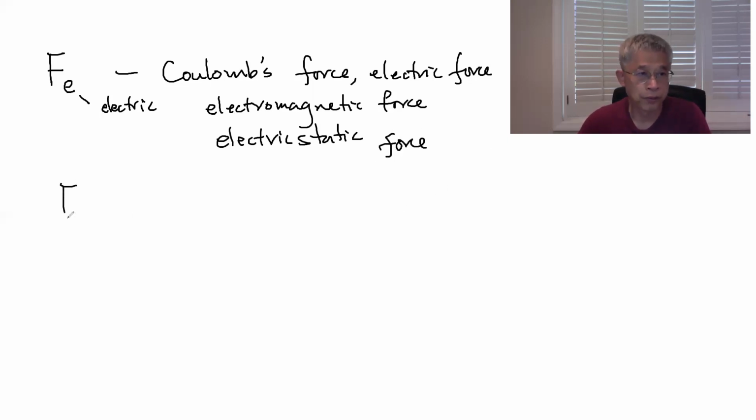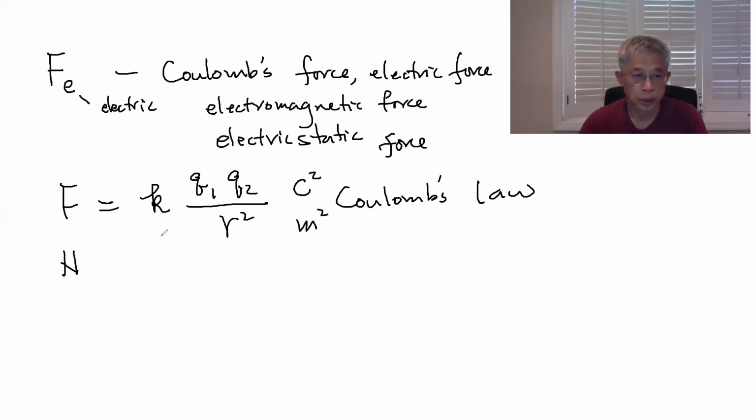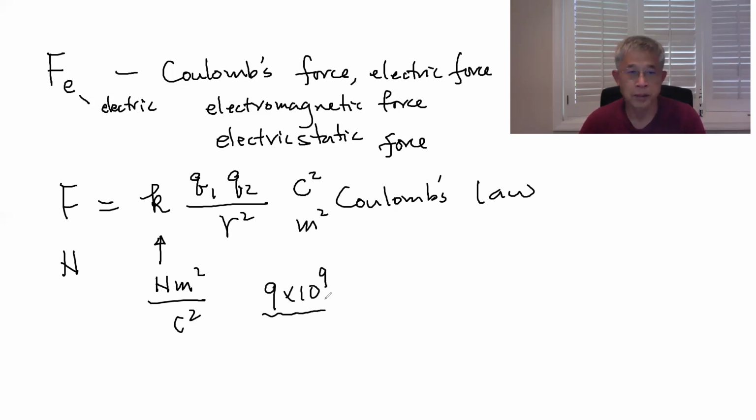So this electric force, the formula goes, you have k, and you have q1, q2, and then divide by r squared. This is called Coulomb's law. Let's talk about the unit here. This is Newton, this is coulomb squared, this is meter squared. So k would be Newton meter squared divided by C squared, and that's equal to 9 times 10 to the 9. It's a constant called Coulomb's constant.